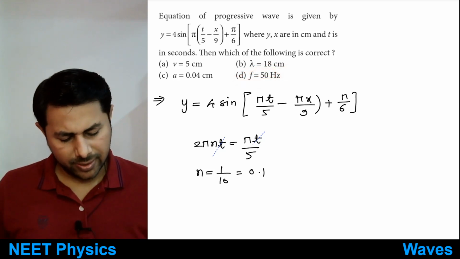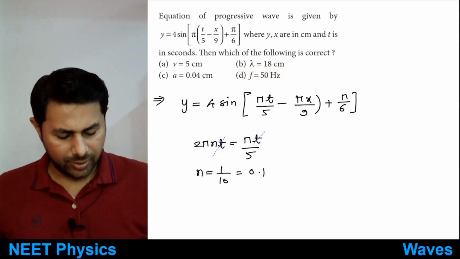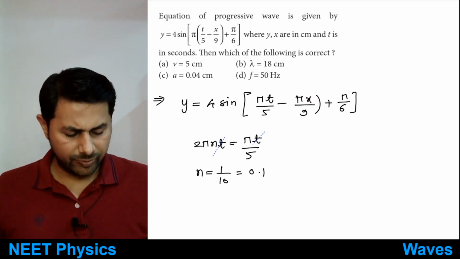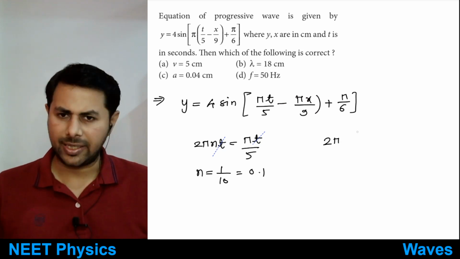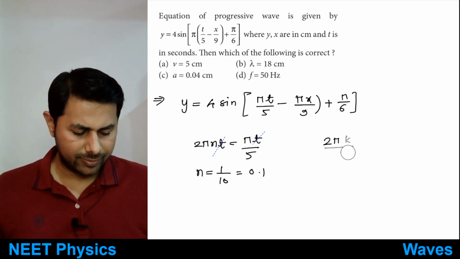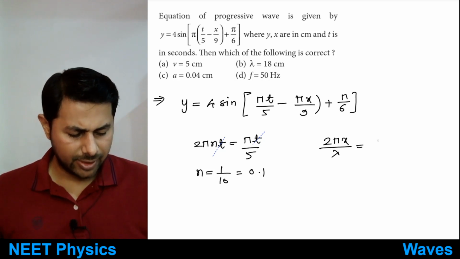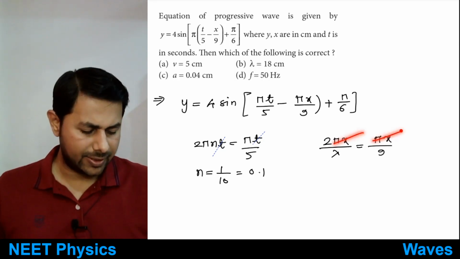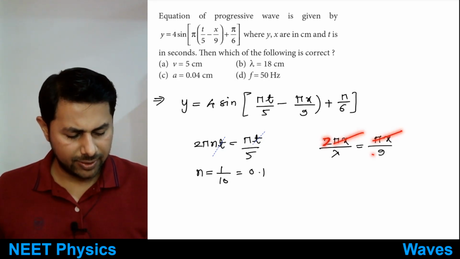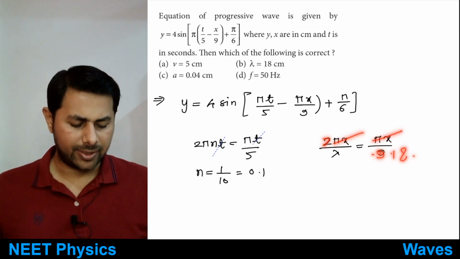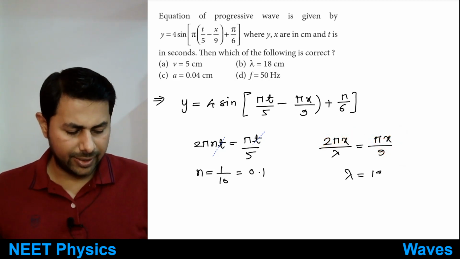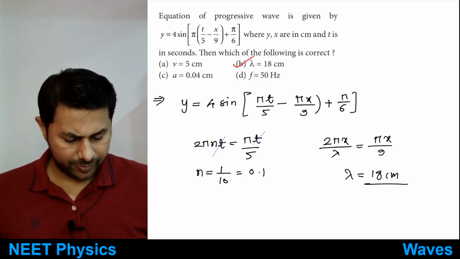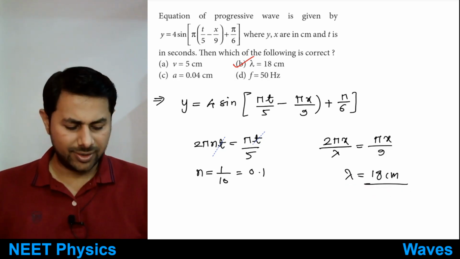Then we need to check lambda. Let's check lambda. So comparing this one with what? 2 pi x by lambda. So we get 2 pi x by lambda, that is k times x, okay, is equal to pi x by 9. So then what do we get? Pi x gets cancelled out, and lambda equals to, take the 2 on other side, 9 times 2 is 18. Okay, that's correct. So lambda is equal to 18 centimeters. So that is the answer, right? So it's option B. Okay, this is clear. This is just comparison, right?